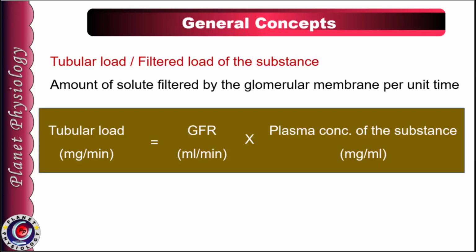Next term you should know is tubular load or filtered load of a substance. It is the amount of solute filtered by the glomerular membrane per unit time. It is calculated by multiplying glomerular filtration rate and plasma concentration of the substance. Tubular load is expressed in milligrams per minute.